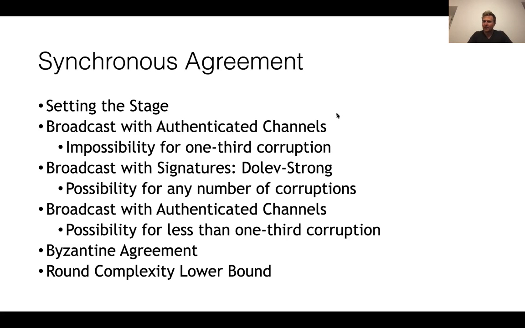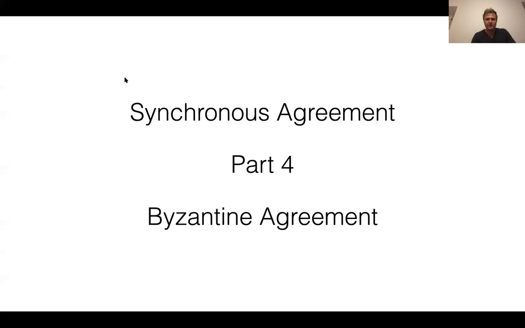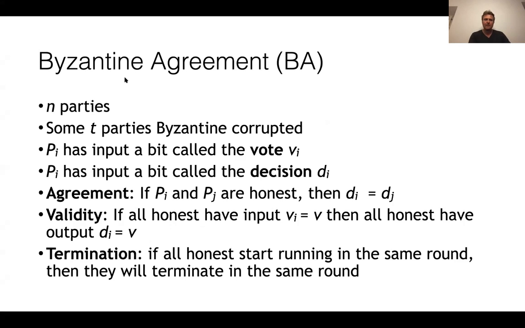What I want to talk about now is a very related problem called Byzantine Agreement. So let's talk Byzantine Agreement in the synchronous model. The Byzantine Agreement problem is a voting style problem. There are a lot of variations of it, but I'm going to focus on the very simplest one, which crystallizes the problem. Each party will have a single input, which is called the vote. It's a bit, 0 or 1.